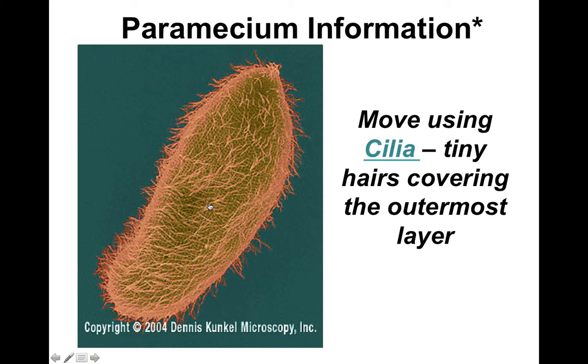Now, under information, put down move using cilia. I want you to write all this down. They're going to move using cilia, and cilia are really cool. They're tiny hairs that cover the whole entire body. They're kind of similar to the pili that you saw in bacteria. The big difference is that pili don't help out with movement. They help out with reproduction and attachment, while these guys are going to be moving around like crazy. I love this picture because it's focusing in on the cilia.